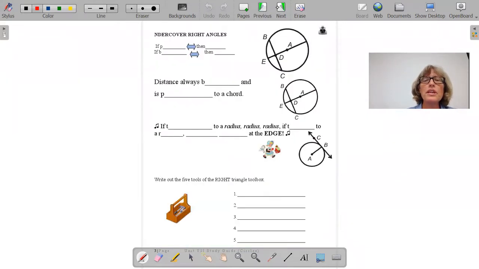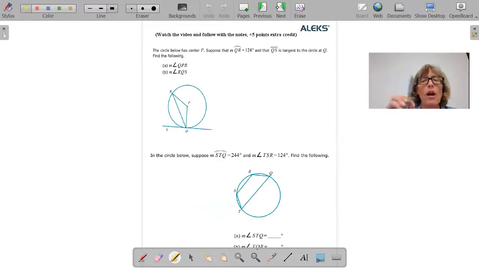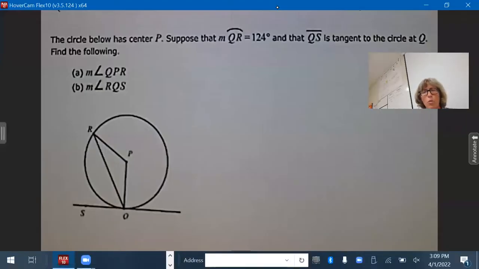We are doing these pages together. I highly recommend that you have this page filled out, your two reference book pages, so that you can make reference to it. So we're doing these problems. I'm going to do them live action. I think it's a little bit easier to work with here.